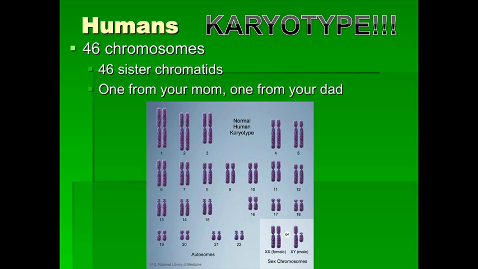Karyotype. What exactly is a karyotype? A karyotype is a picture of all the chromosomes in an organism's cell, and they're usually arranged by size. So if we look over here, what we're looking at is a human karyotype. We know we have a total of 46 chromosomes, 23 from our mom, 23 from our dad, and we pair up the homologous chromosomes in a karyotype and arrange them by size. The very last pair, 23, will be your sex chromosomes.